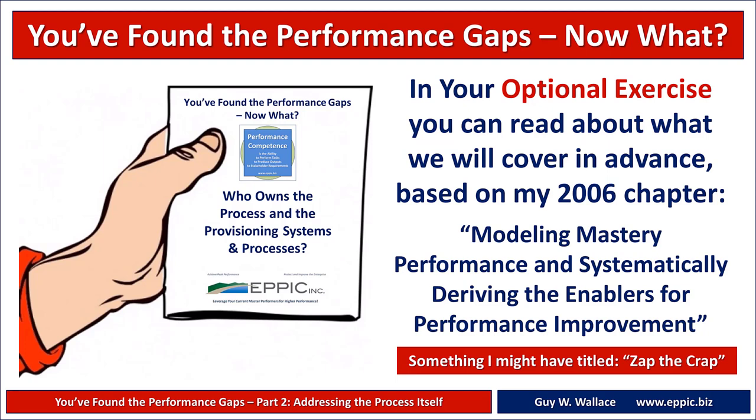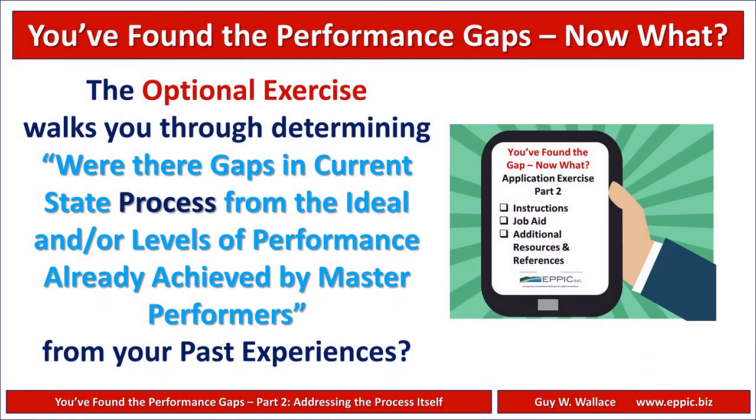So there's a handout that gives you some readings, and it'll guide you into doing an optional exercise that you might find of interest. This exercise will walk you through looking at your own situation, a situation that you're familiar with from the past or something that you're working on currently, and trying to determine what you can about the process. Are there issues with the process itself, and who owns that process?